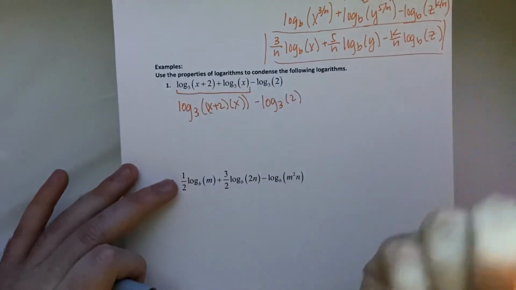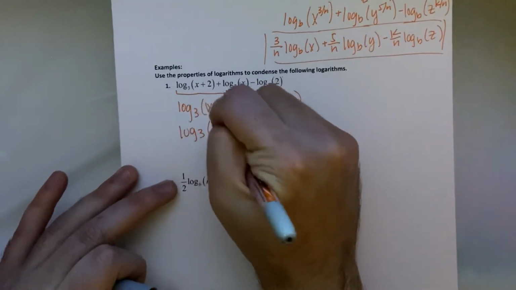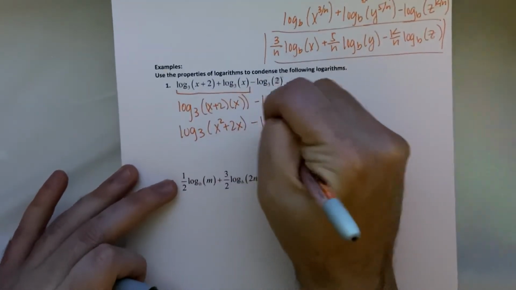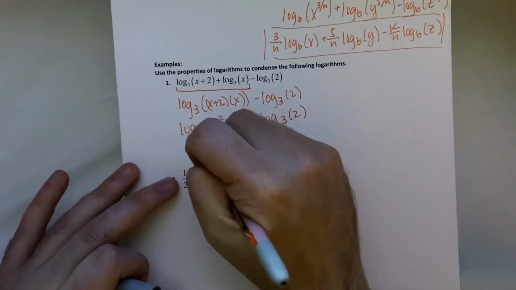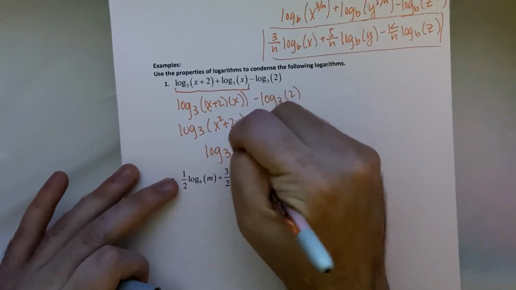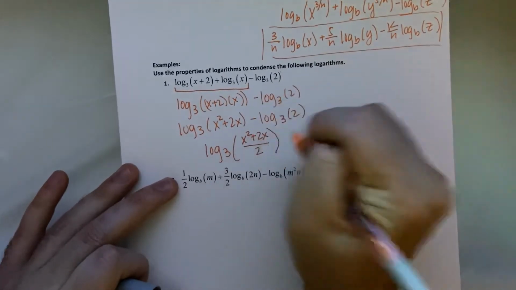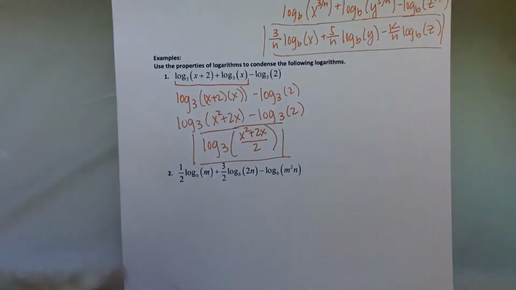We can multiply those out. That's x squared plus 2x minus log base 3 of 2. Now subtraction becomes division, so this becomes log base 3, x squared plus 2x all over 2. So keep that in mind, it's just going backwards, but it's a similar process to before.